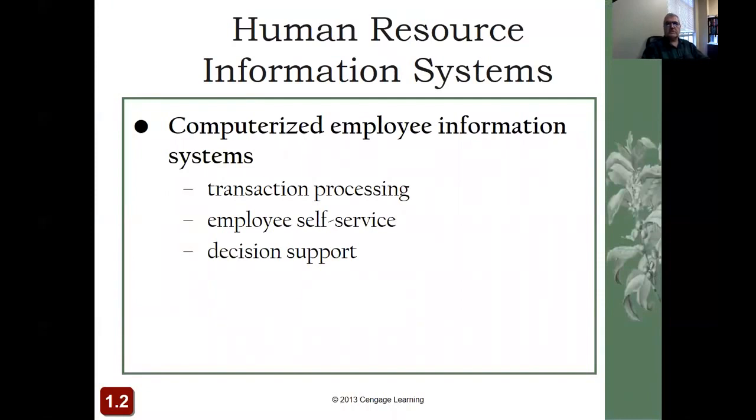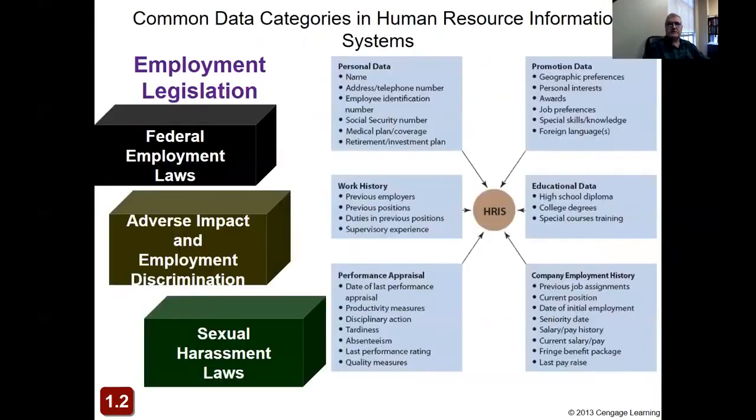Human resource information system is another topic discussed in this chapter, which is very good for the managerial decision-making process. Computerized employee information systems can be used by managers for transaction processing, employee self-service, and decision support, which is a very important system that helps managers make right decisions and quick decisions, speeding up this process. We'll talk about employment legislation a little bit, but before that, the common data categories in a human resource information system are listed in this model.